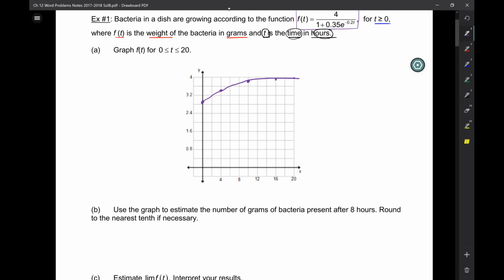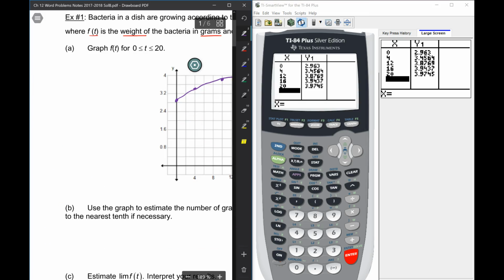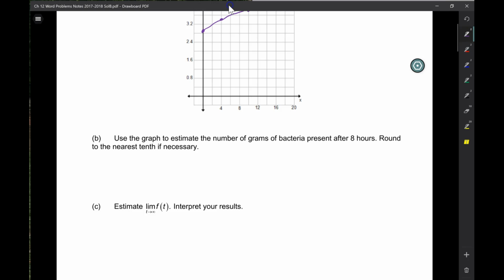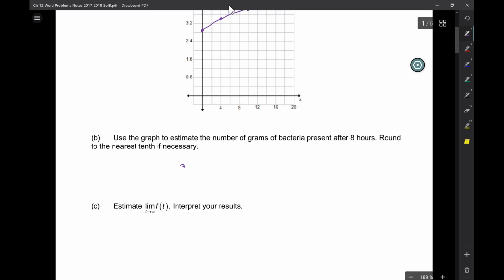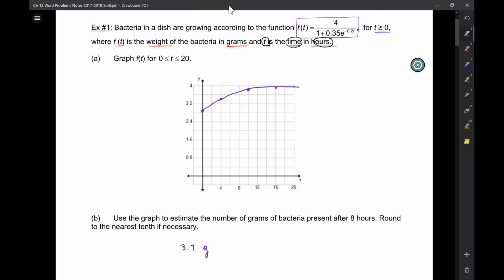All right. So use the graph to estimate the number of bacteria present after 8 hours. Once I have my calculator, I could just put in 8. And it says 3.736, so 3.7 grams.